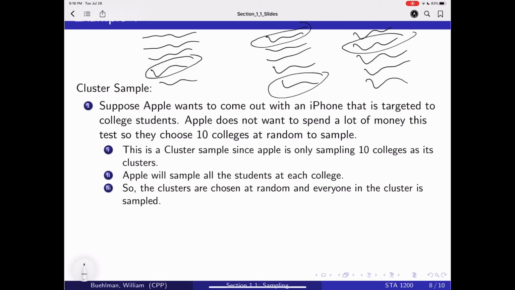Maybe one of them's Cal Poly, another one is University of Florida, maybe there's one in Hawaii. So we have a bunch of different colleges. They picked 10 of them. So now from each one of those 10, they're going to sample students in that college and get what they want. So you can see this is different from strata, because in stratified random sampling, each strata was represented. In this cluster, each cluster is not represented.